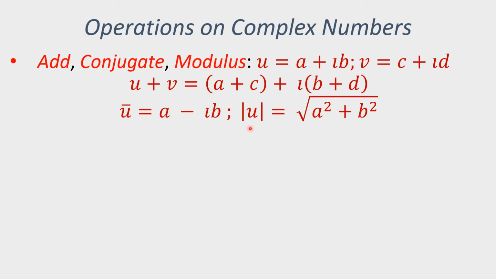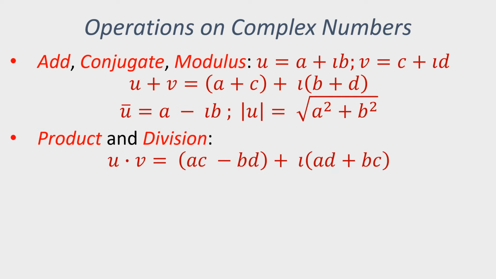The size of a complex number, as I mentioned on the previous slide, is just the square root of adding the real part squared to the imaginary part squared. This is a positive square root, I should stress. For multiplication and division, a little bit more involved. Multiplication of two complex numbers is given by this expression. Division, or 1 over a complex number, all we do is we take the conjugate and we divide that by the size of the complex number squared.